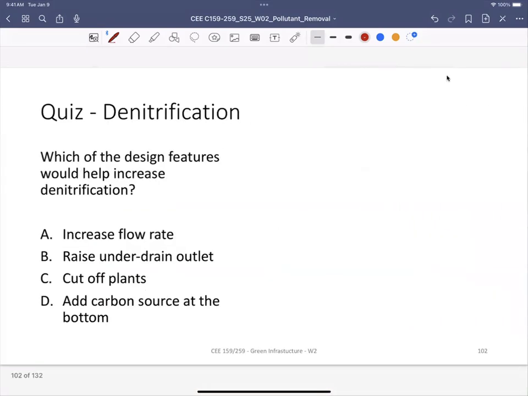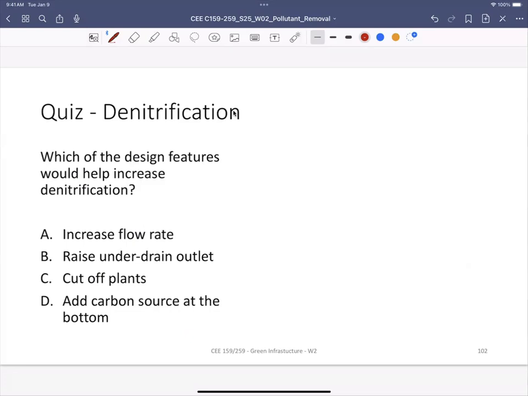The second one is denitrification. Which of the design features would help increase denitrification? The choices are: increase the flow rate, raise the underdrain outlet, cut off plants, add a carbon source at the bottom. Again, there could be multiple choices. So let me pause it here so that you can have some time to think about it. You may pause the video. All right, so let's look at the reasoning behind it.